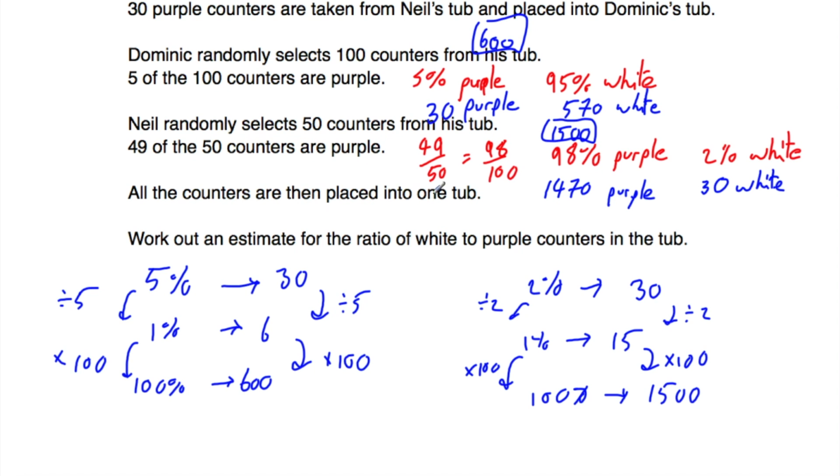Okay, and then we're told that all the counters are placed in one tub, so that's the 600 from Dominic's and the 1,500 from Neil. So altogether there'll be 2,100 counters in that tub, our estimate. And in terms of the colours, there'll be 1,500 purple in total, adding together these two numbers, and there'll be 600 white. So that's our estimate. The question says, work out an estimate for the ratio of white counters to purple counters in the tub. So let's work out how many white counters there'll be in total in that big tub. So there'll be 570 plus 30, which is equal to 600.